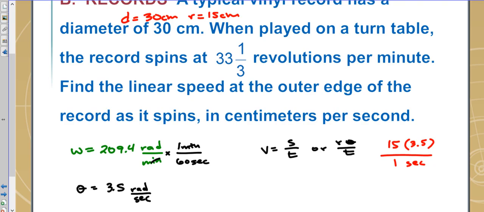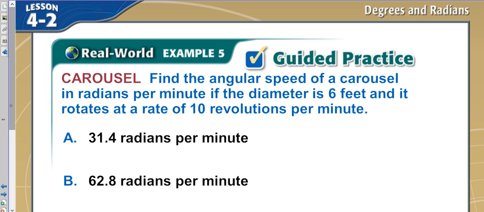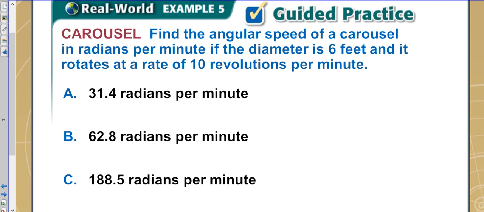So we're moving at 52.36, which rounds to 52.4 centimeters per second. That would be the speed of the outer edge of that record. So now I have one for you to try, a carousel, to find out the angular speed given this information.